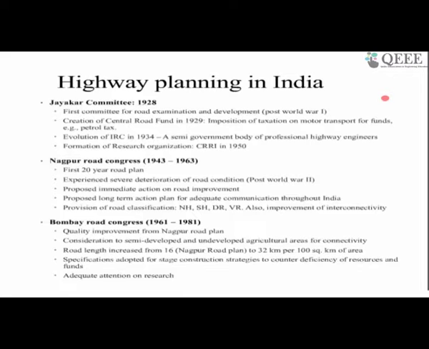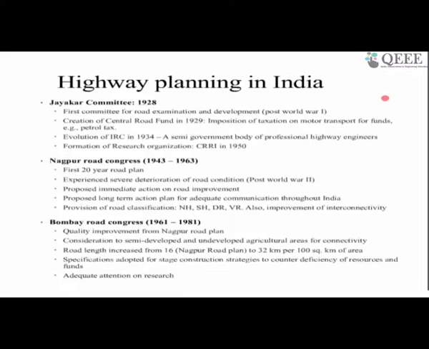They also have a conference every year where they meet and discuss the various issues and how to improve the roadway. They also suggested a research organization, and based on this the Central Road Research Institute, which is CRRI, was formed in 1950. As per the JICAR committee's suggestion, the various 20-year road plans came up, which is the Nagpur Road Congress from 1943 to 1963, which met in 1943 and came up with the first 20-year plan.